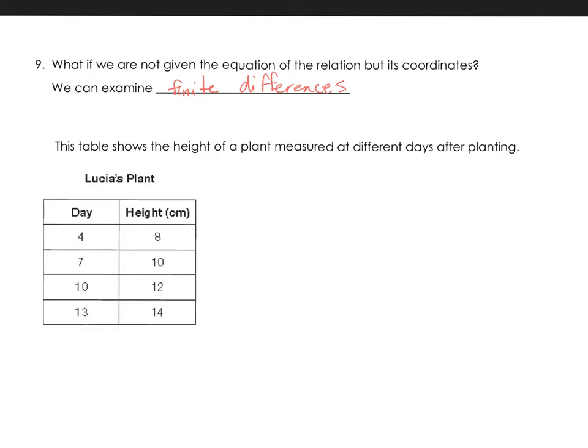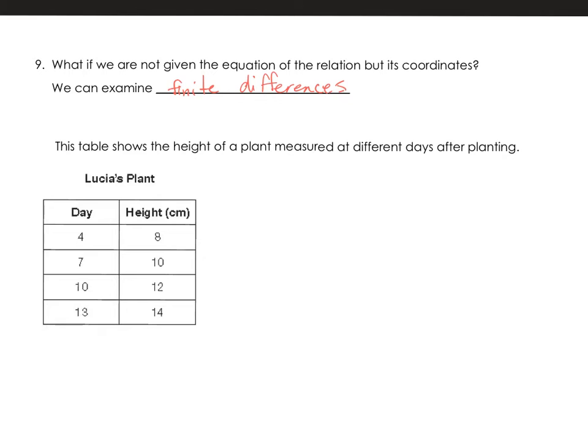So, here's an example where we're talking about Lucia's plant height measured at a number of days after she planted it. When we take a look at that table, you now have information that 4 days after planting, the plant has a height of 8. Then 7 days after planting, it has a height of 10, and so on and so on.